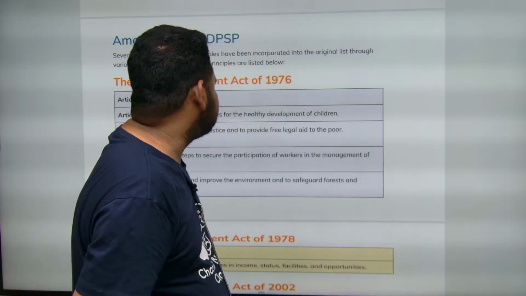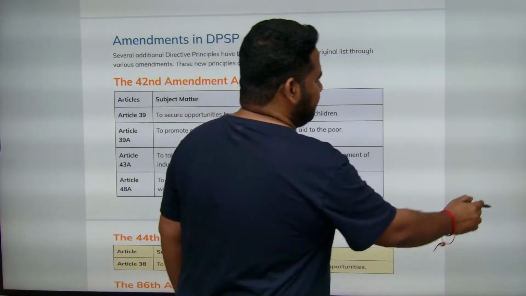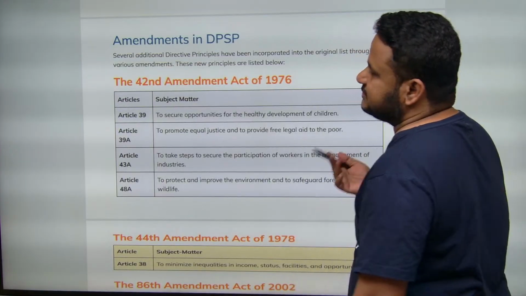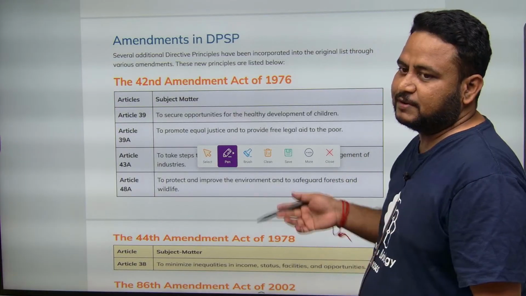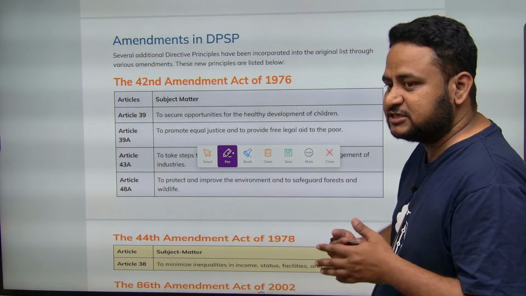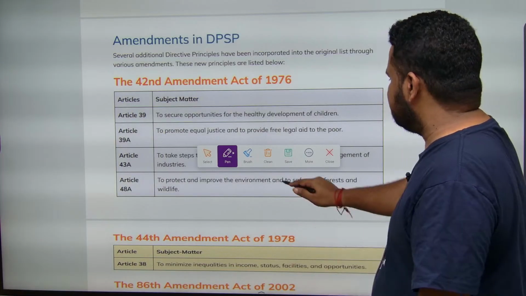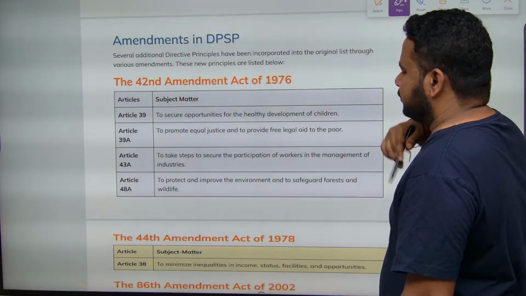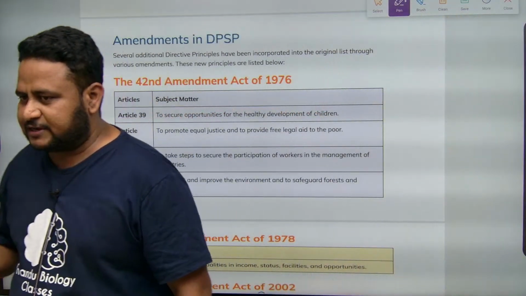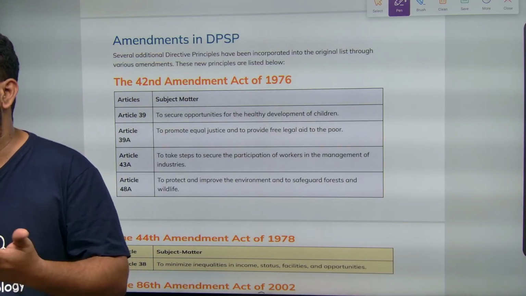Got it? Next, we will see some amendments in DPSP. Why do we have to do amendments? Because at the time of framing of the Constitution, the country's society and the needs and wishes of the people were different. But at present, the situation and the needs and wishes of the people are different. From 1947 to 2025, there are a lot of changes in the composition of our society, the thinking of the people, knowledge level, education, economic interest, and also the health condition of the people.